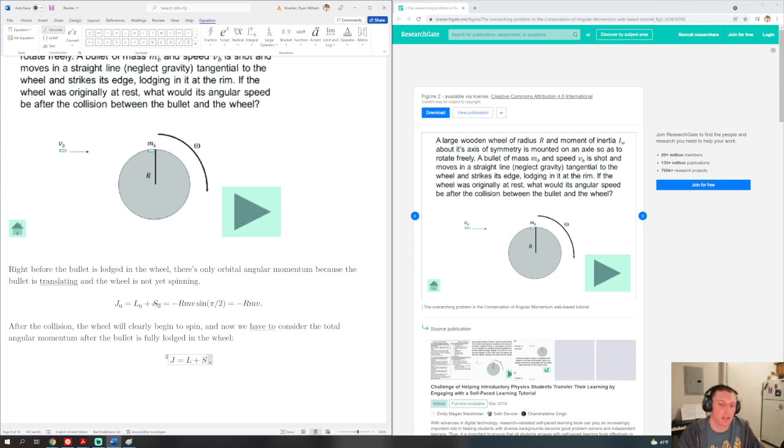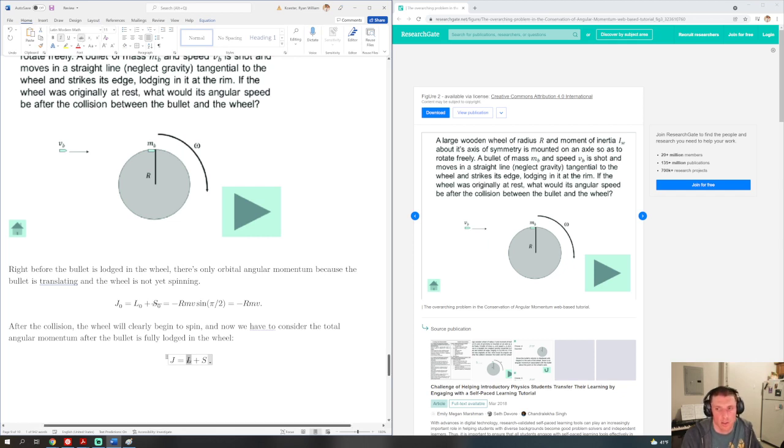Now there's no orbital angular momentum, right? So we just get rid of this, because this thing is just one object now. It's a combined object that we can think of as one object that's spinning, and it's actually spinning about its center of mass axis, or an axis passing through its center of mass.